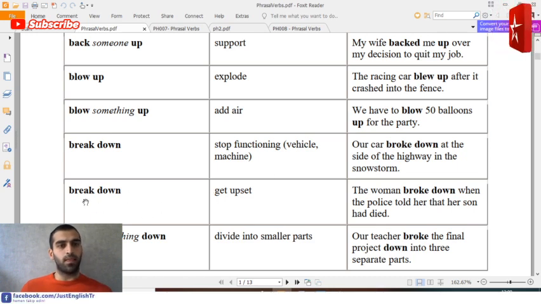And next one, like this, the first one was for things, like something, maybe a vehicle, maybe a machine, maybe a car, okay? But the second one, break down, is related to people, like get upset. The woman broke down when the police told her that her son had died. Okay? So, if you have any questions related to these phrasal verbs, let me know and I will tell you the meaning of each one.